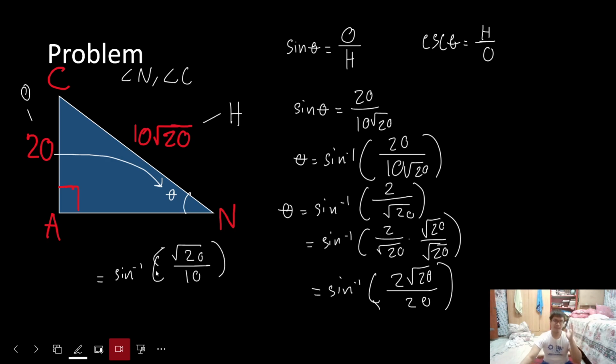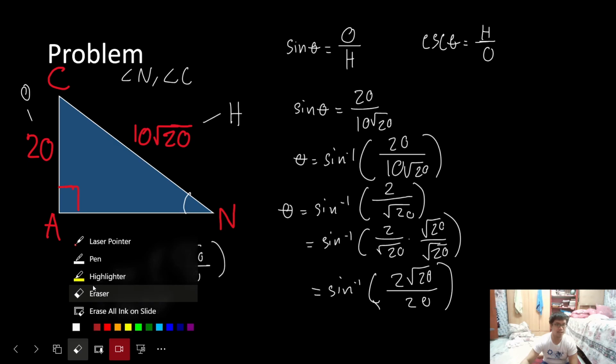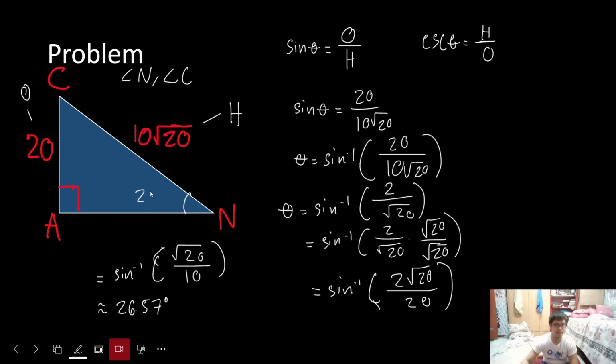So with that, let's now find our angle with the use of our scientific calculator. So arc sine of square root of 20, right, square root of 20 divided by 10. So this is approximately, at 2 decimal places, 26.57 degrees. Okay, that is your angle N. Okay, 26.57 degrees.